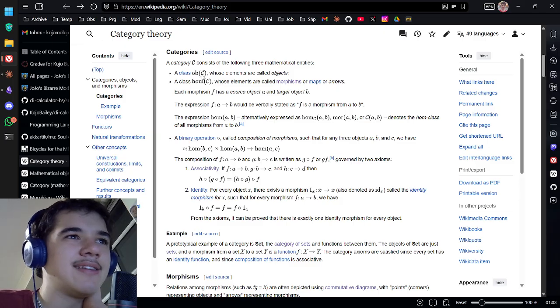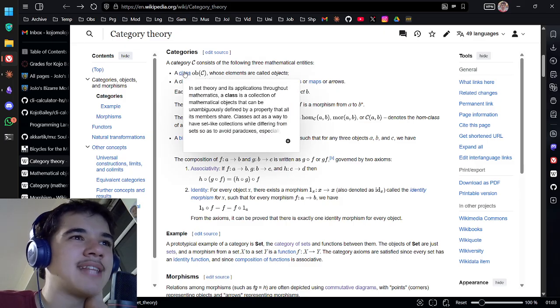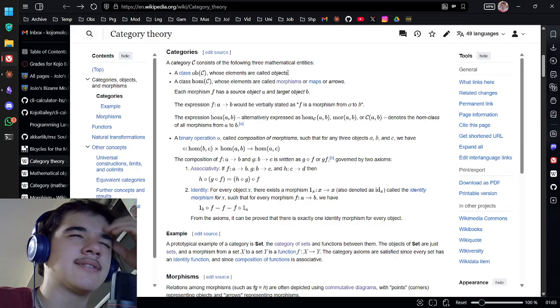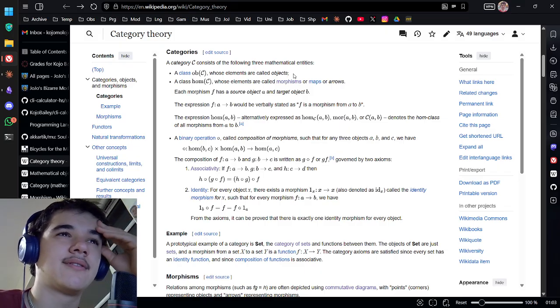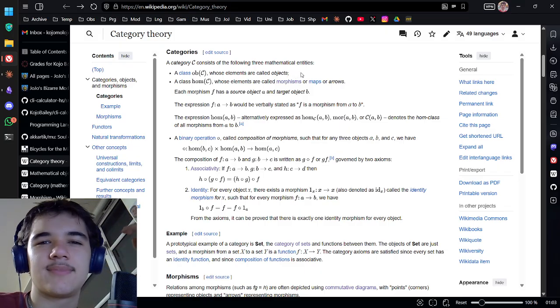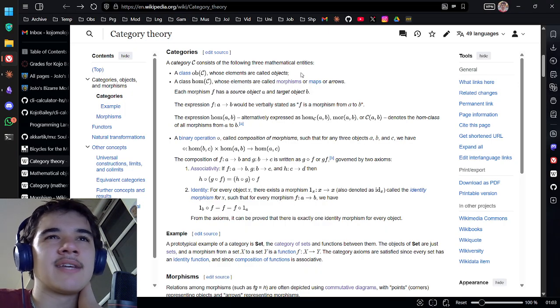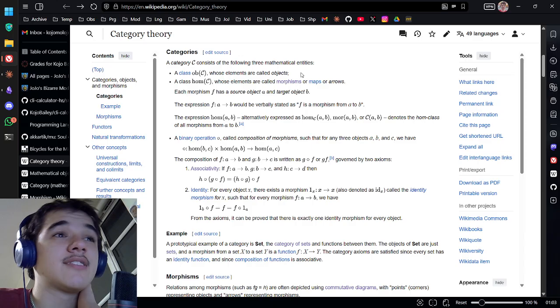Yeah, see, this is not great. So, what is a class, first of all? A class is a collection of objects that can be unambiguously defined by a property that all its members share. I do wonder if classes and object-oriented programming come from this. I mean, it must. Math is really old, so I assume it must do. A class contains objects. Yeah, makes sense, doesn't it?